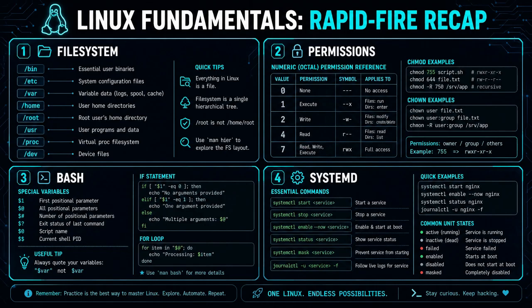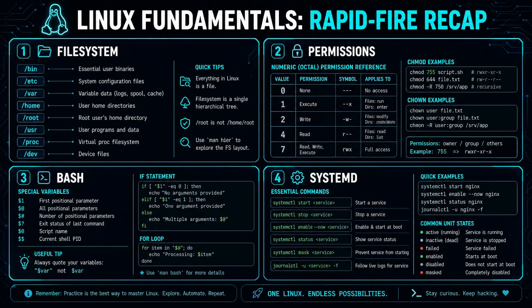var holds logs and other changing data. TMP is scratch space, usually world-writable. Home holds regular user directories. Root is root's own home. Usr holds installed software and libraries. Opt holds third-party, self-contained software.